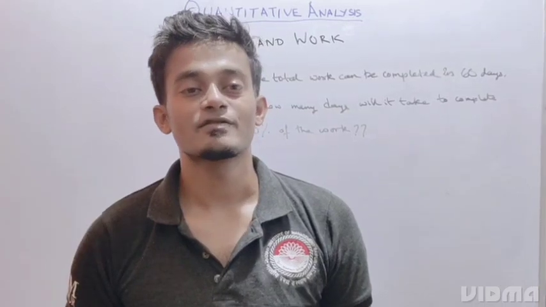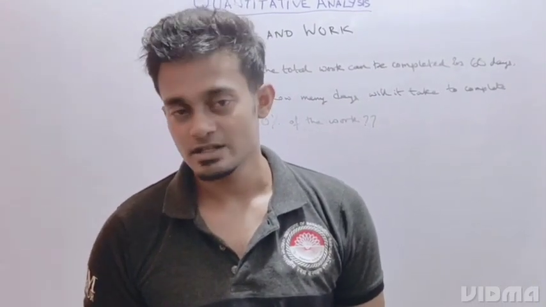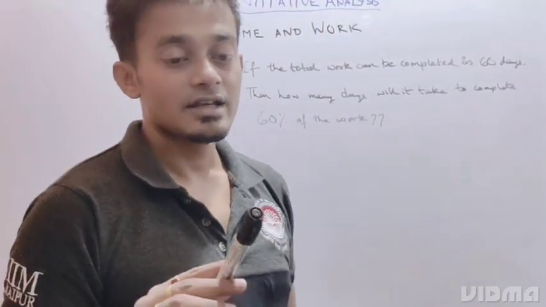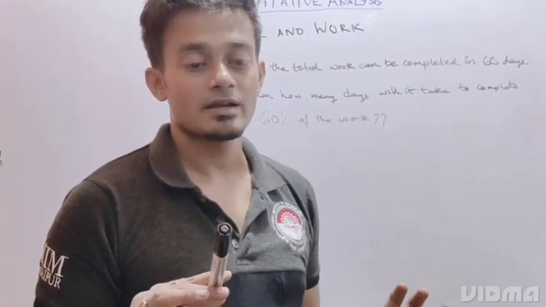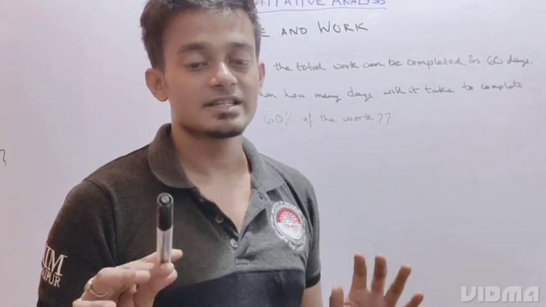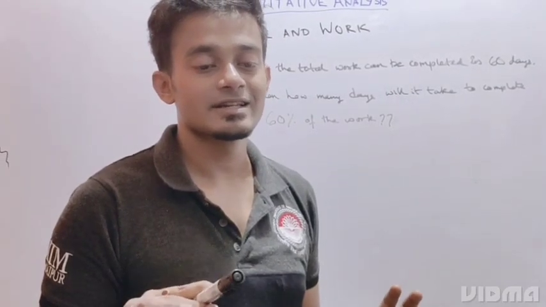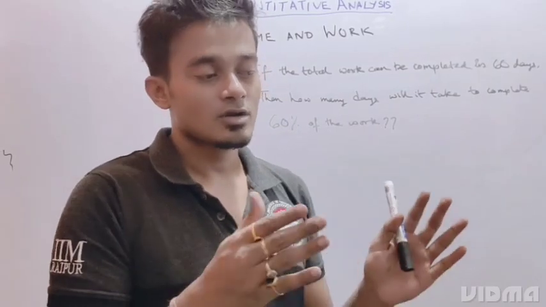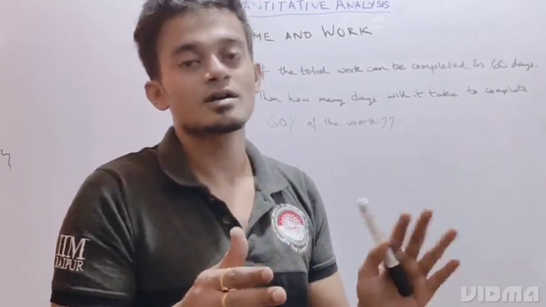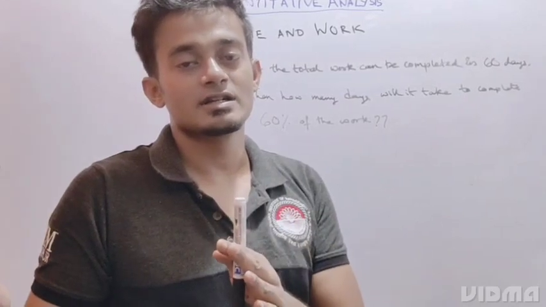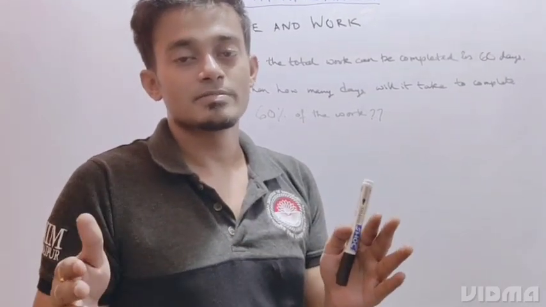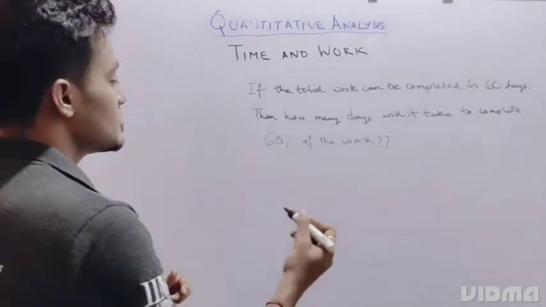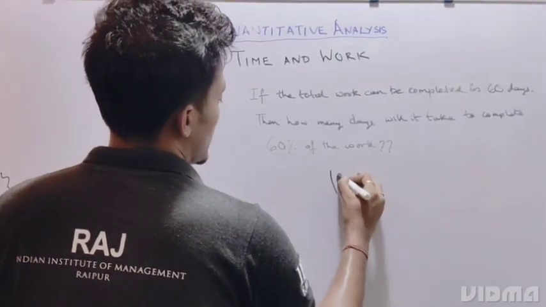So again, we are back with a very simple question. It's a percentage question. The question asks us, if the total work can be completed in 60 days, then how many days will it take to complete 60% of the work? So we know that to complete 100% of the work, 60 days are needed. To complete 60% of the work, how much time should we need? Very simple, we write it down.